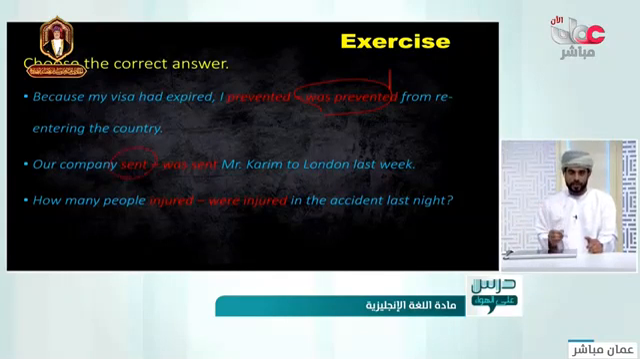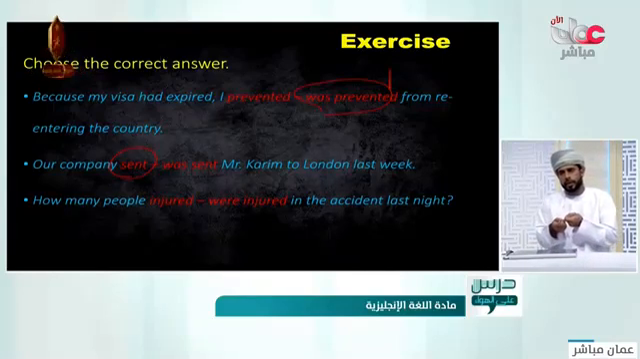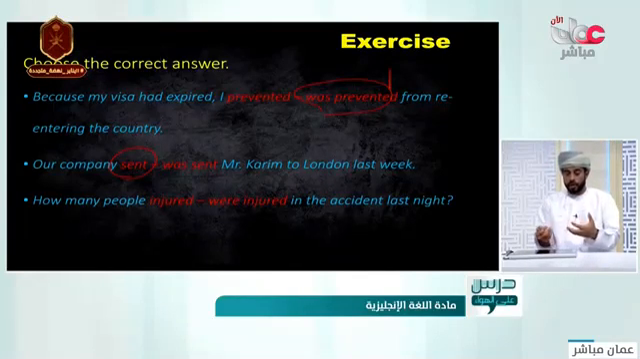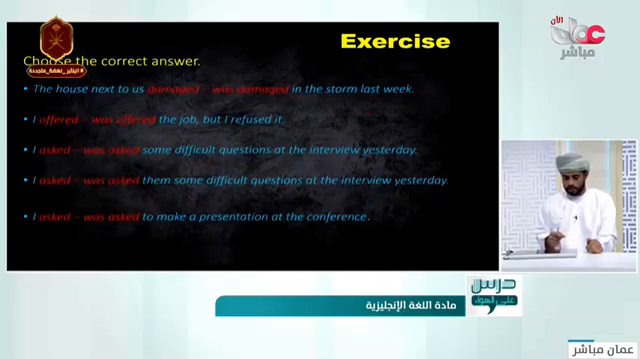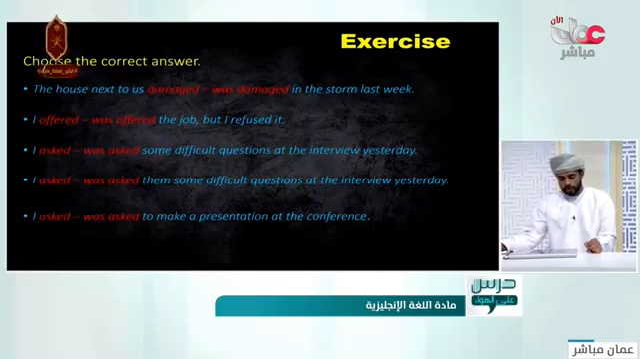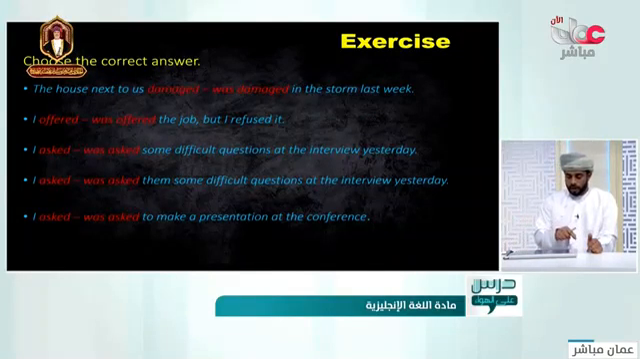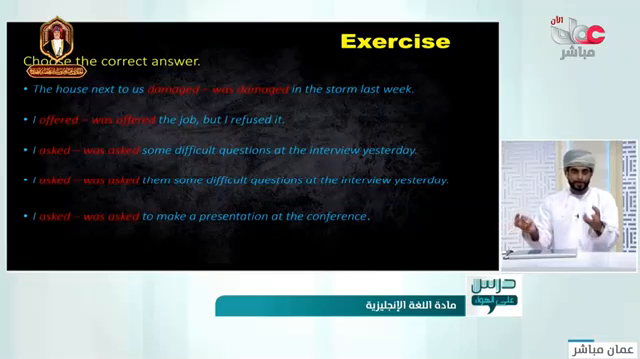So it is sent. How many people injured or were injured in the accident last night? What is the difference between injured and were injured? Injured means the people caused injury to someone; they go and try to injure or hurt someone. No, they received the action. So we were injured in last night's accident. Same thing here. The house next to us damaged or was damaged in the storm. Yeah, was damaged, because the house didn't damage anything.